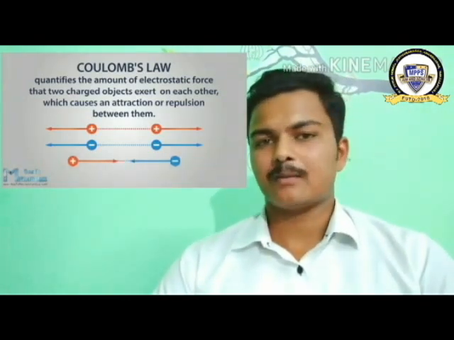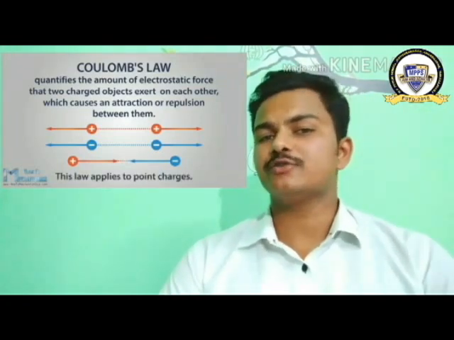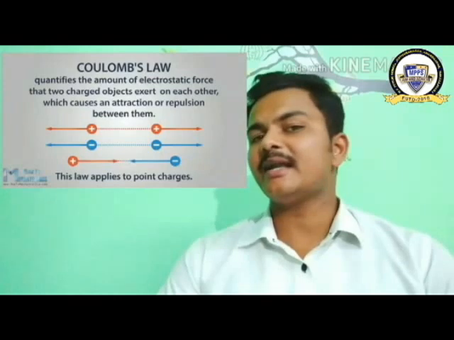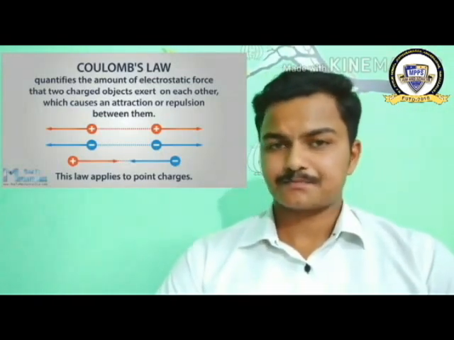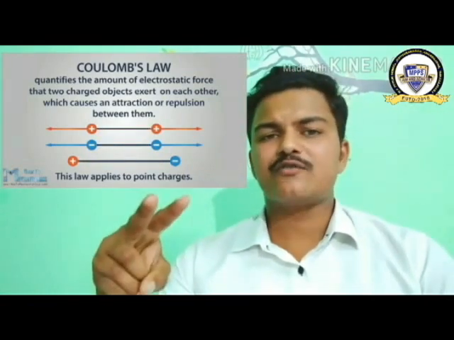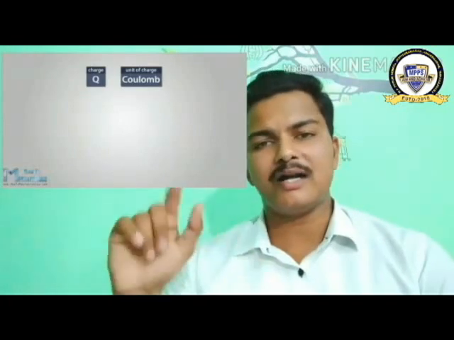distance between them. Mathematically, it can be expressed as F is directly proportional to Q1 into Q2. In the second line, F is inversely proportional to 1 upon R square, and combining these two equations, we can say that F is proportional to Q1 Q2 upon R square.